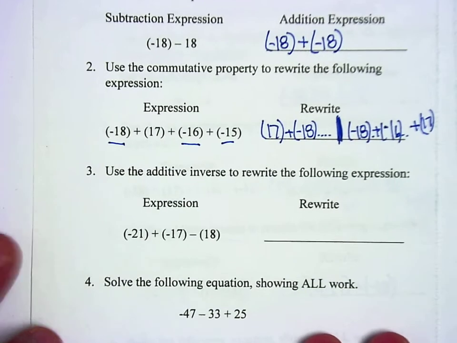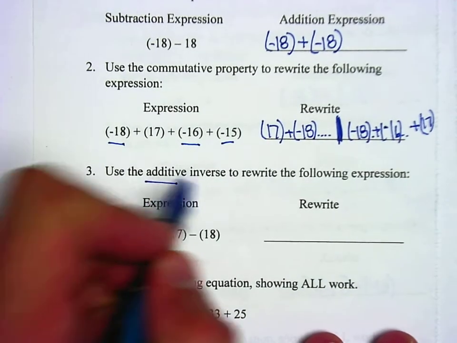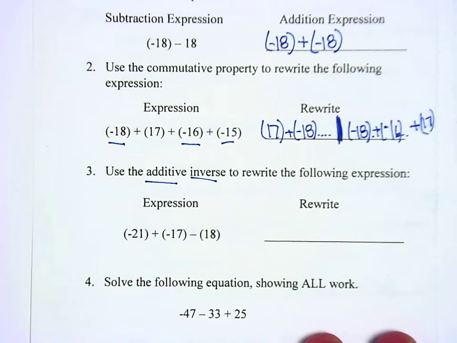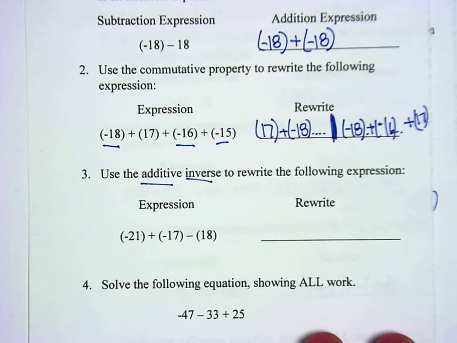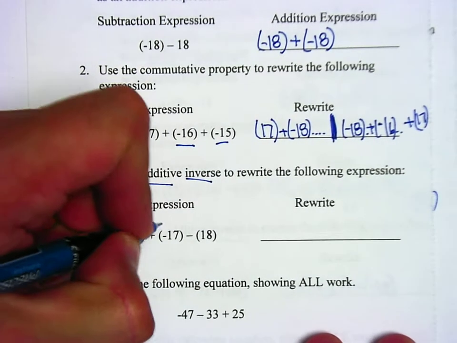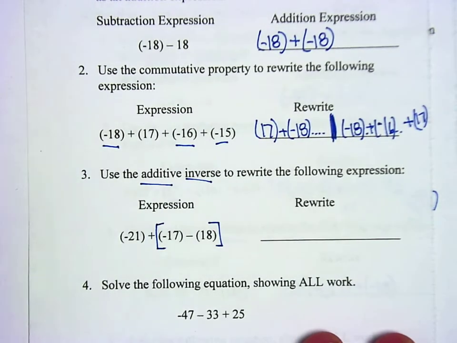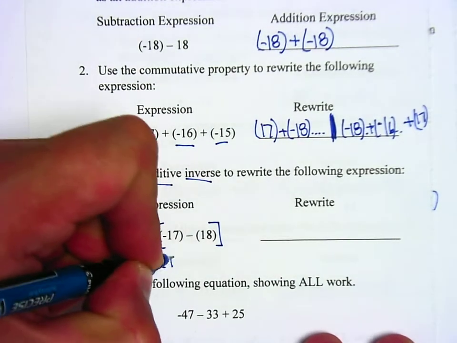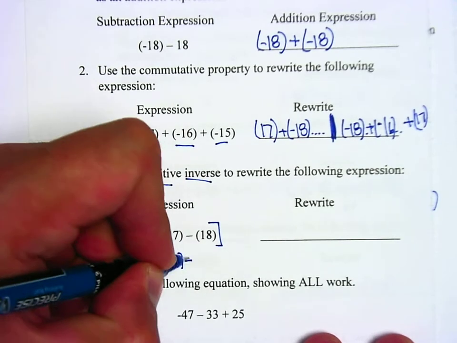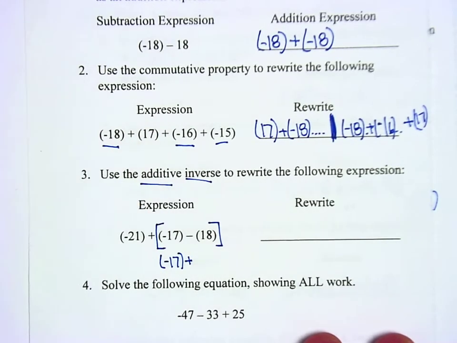Question number 3 here says use the additive inverse. So I'm directly telling you now what to do to rewrite this expression. The additive inverse turns subtraction into addition. The only place I have subtraction is right here. So I'll follow the rules for additive inverse, which says the first term stays the same, the subtraction turns to addition, and my last term becomes the opposite.